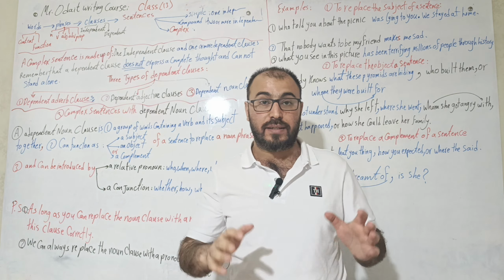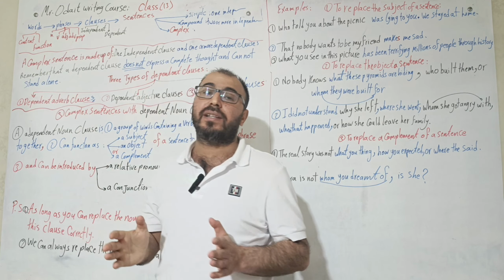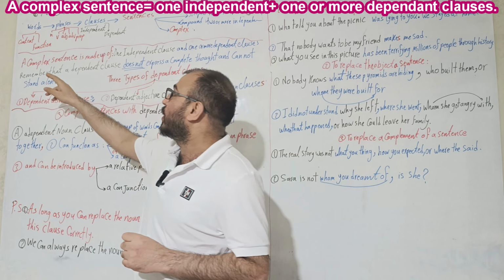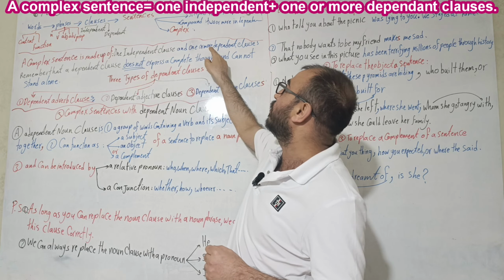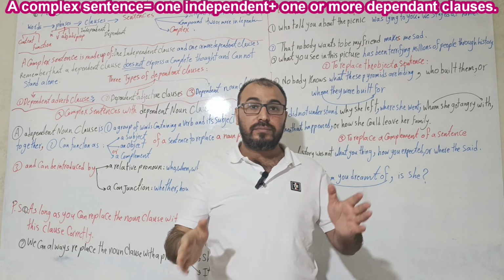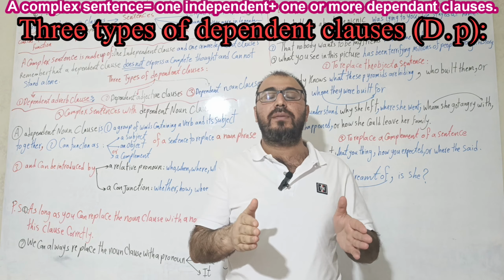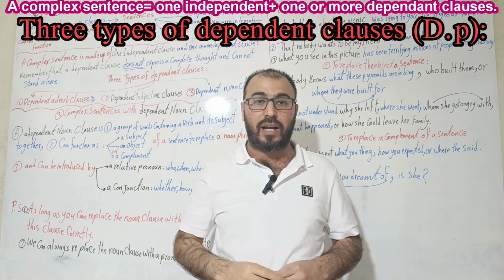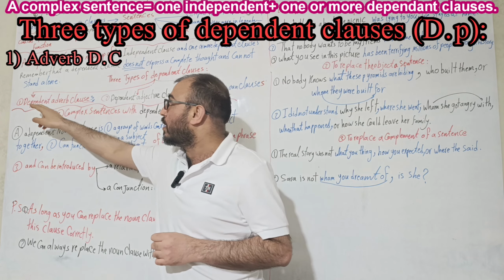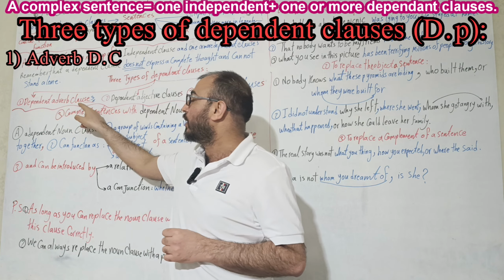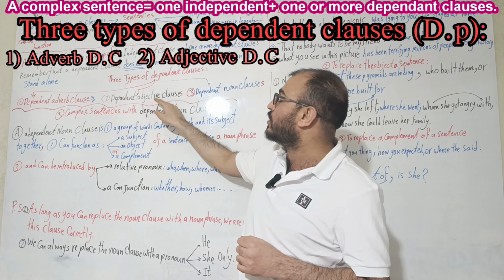concerning complex sentences. My friends, we started by defining a complex sentence and we said that a complex sentence is a hybrid sentence because it is made up of one independent clause and one or more dependent clauses. And generally, my friends, because we have three types of dependent clauses, we have three types of complex sentences. We covered the first type, which was complex sentences with dependent adverbial clauses. Then we talked about complex sentences with dependent adjective clauses.